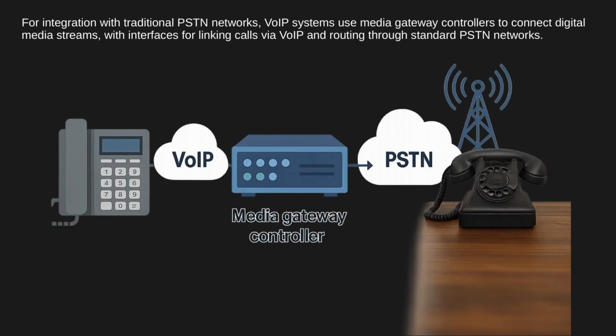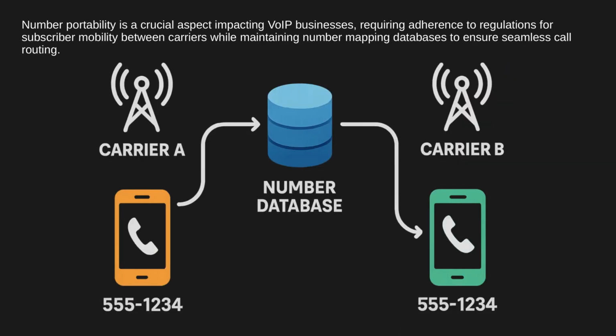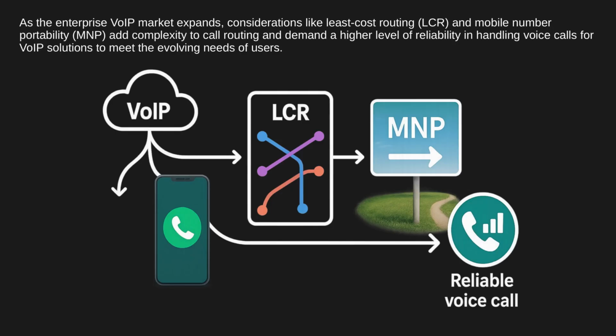For integration with traditional PSTN networks, VoIP systems use media gateway controllers to connect digital media streams, with interfaces for linking calls via VoIP and routing through standard PSTN networks. Number portability is a crucial aspect impacting VoIP businesses, requiring adherence to regulations for subscriber mobility between carriers while maintaining number mapping databases to ensure seamless call routing. As the enterprise VoIP market expands, considerations like least cost routing, LCR, and mobile number portability, MNP, add complexity to call routing and demand a higher level of reliability in handling voice calls for VoIP solutions to meet the evolving needs of users.